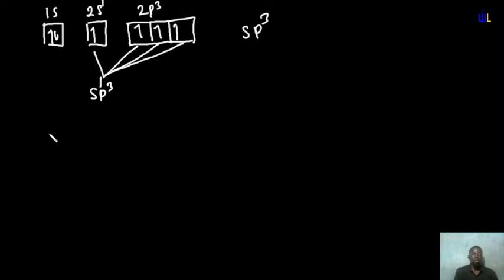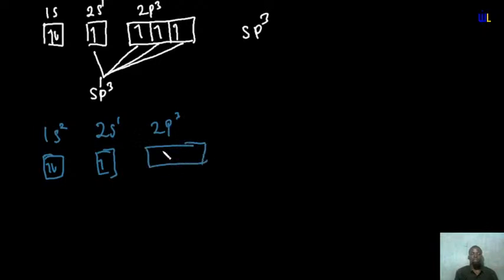Okay, in the case of sp2, this is going to be 1s2, 2s1, 2p3. This is one block with two electrons, but because it is not in the same energy level as number 2, I cannot hybridize it. Then you have this one, 1, 2, 3. So you find that in the case of sp2 hybridization, you have one of the s combined with two of the orbitals in the p subshell.